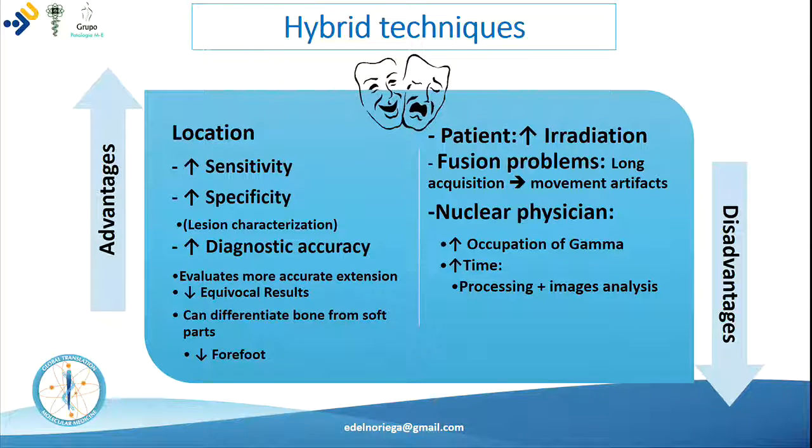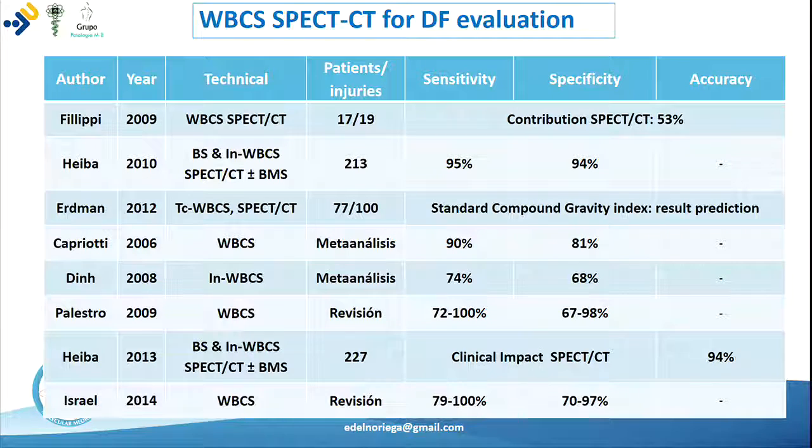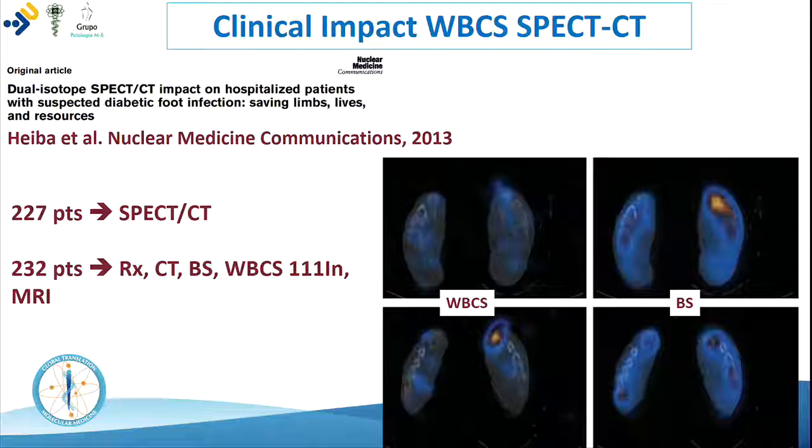And for the nuclear physician, it means more occupation of the gamma camera and more time for processing or analyzing the images. In the literature, there are many papers about SPECT-CT in diabetic foot evaluation. One of the advantages is the clinical impact, as Ava et al. demonstrated in 2013 using dual isotope SPECT-CT. They analyzed 227 patients with SPECT-CT and 232 with other conventional imaging.